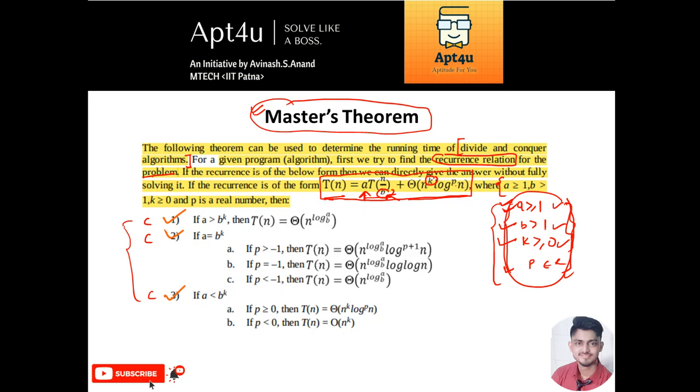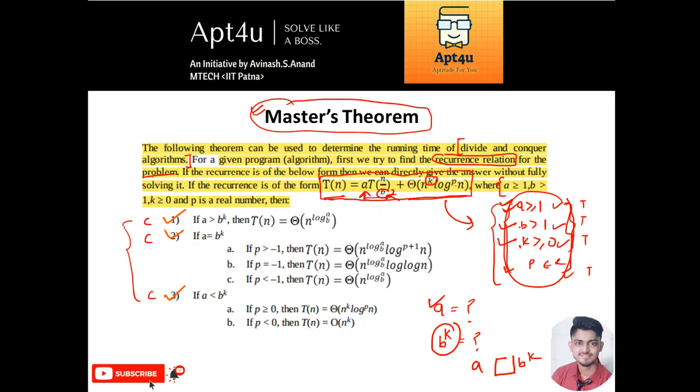Before that, what is necessary is that we evaluate the value of a and also compute the value of b^k. Once you have the recurrence relation, you do a check: is a greater than or equal to 1, b greater than 1, k greater than or equal to 0, and p a real number or not. If all these conditions are true, you can proceed with Master's theorem. You can get a from the expression, and since you already have b and k, you will evaluate b^k. Now you will compare a and b^k.